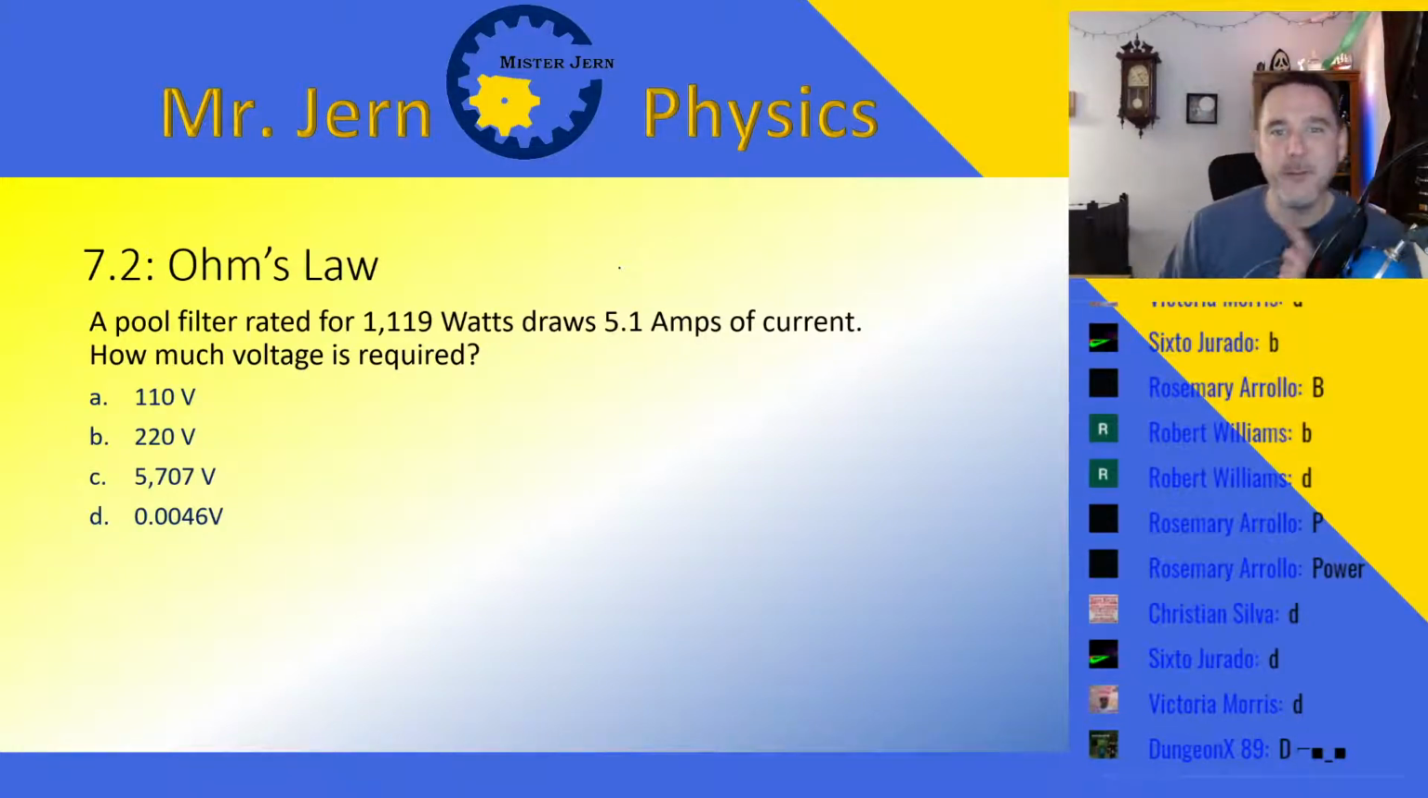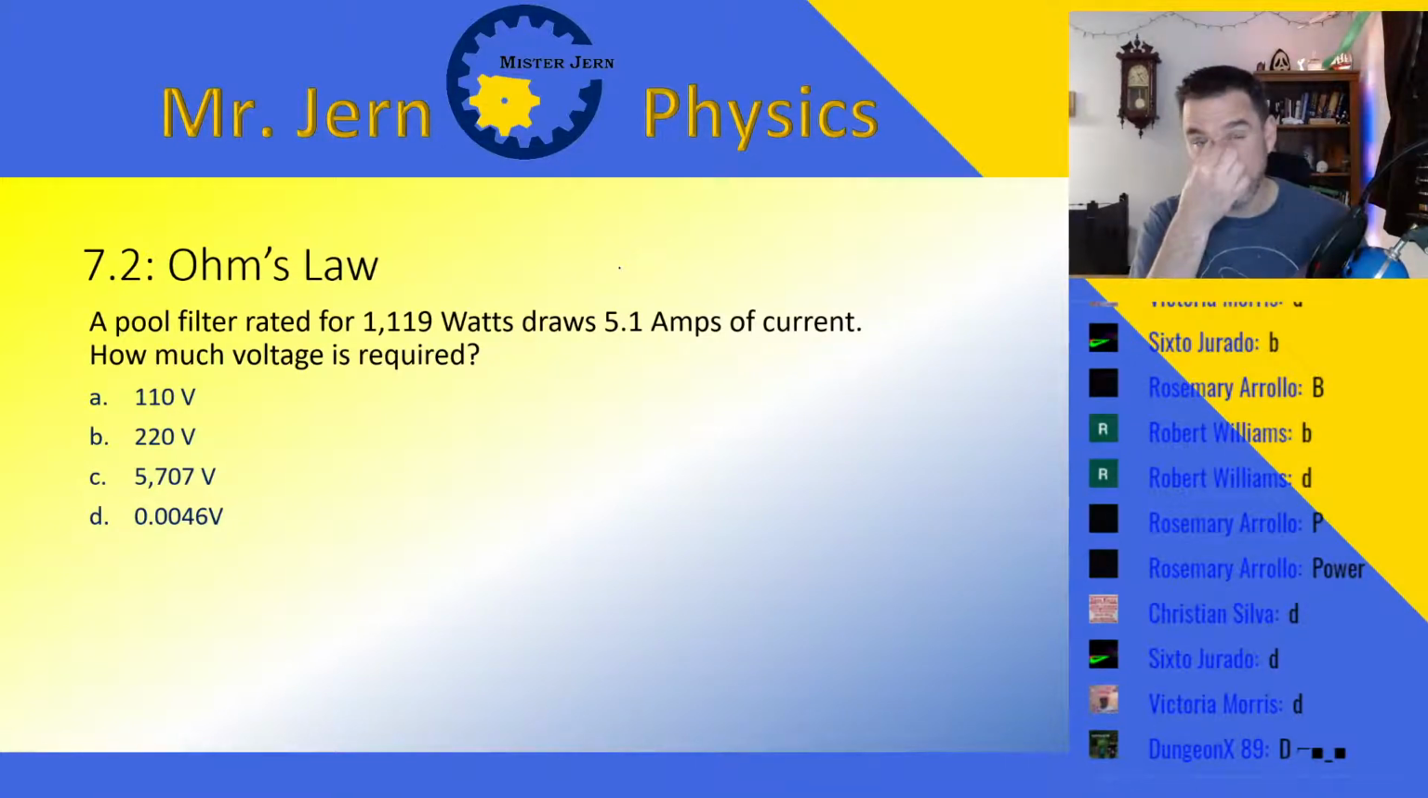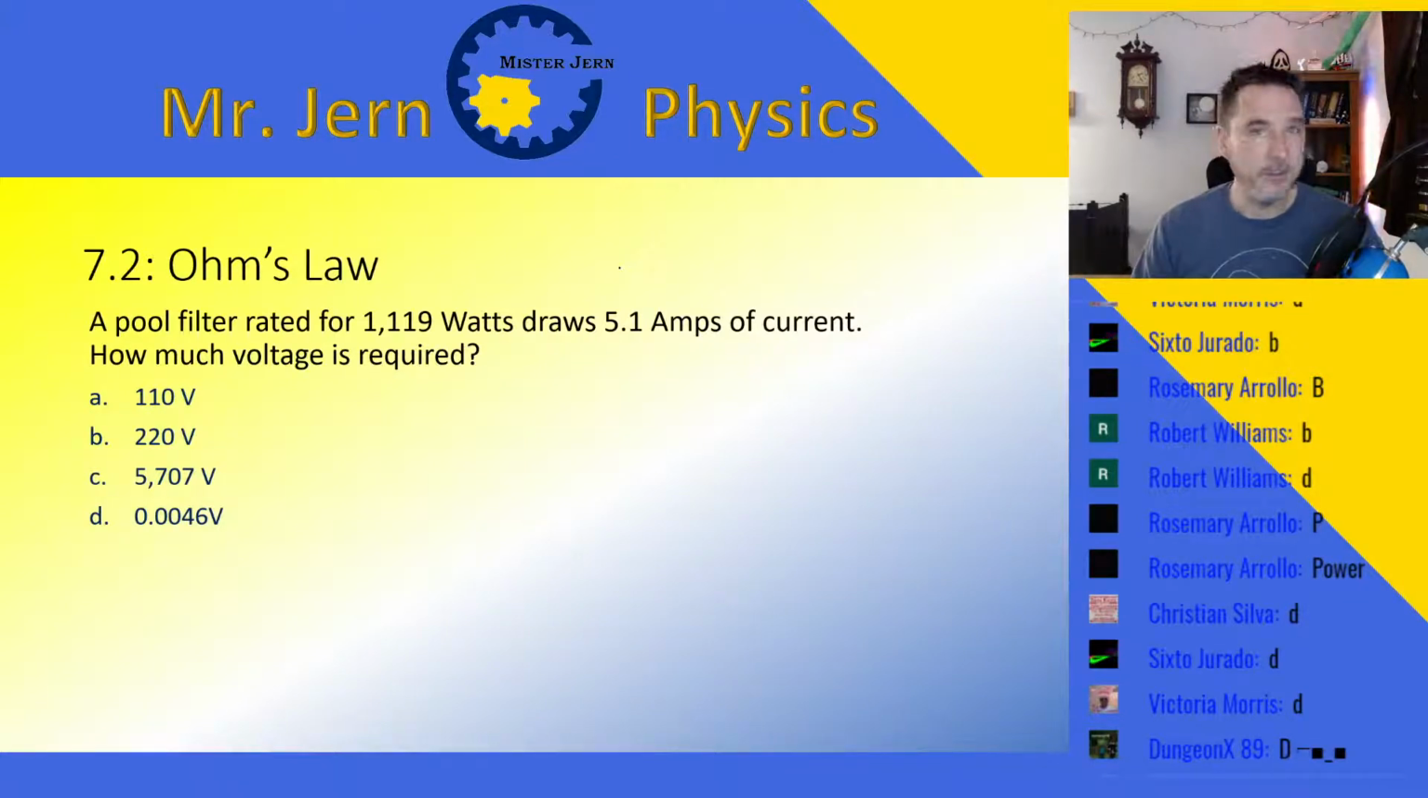A pool filter rated for 1,119 watts draws 5.1 amps of current. How much voltage is required? I want to do one of these on this review, to give you a chance to show you how to do this. It involves the 4 steps.